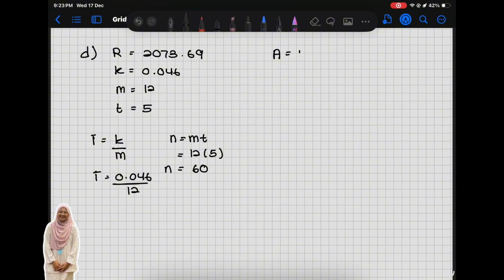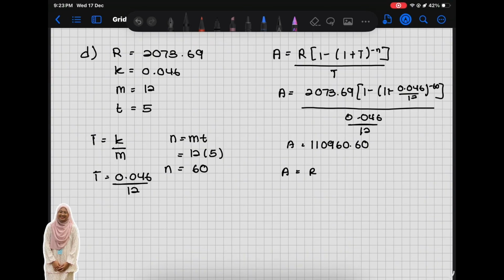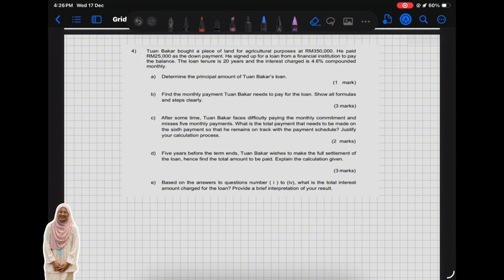In this question, we use formula A. A is equal to R in the bracket 1 minus 1 plus I to the power of negative n over I. Next, we apply all the values in the formula. 2073.69 in the bracket 1 minus 1 plus 0.046 over 12 to the power of negative 60 over 0.046 over 12. And we get 110,960.60. The amount to be paid is equal to 110,960 ringgit 60 sen.